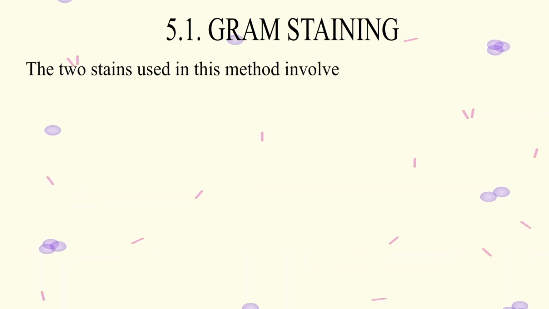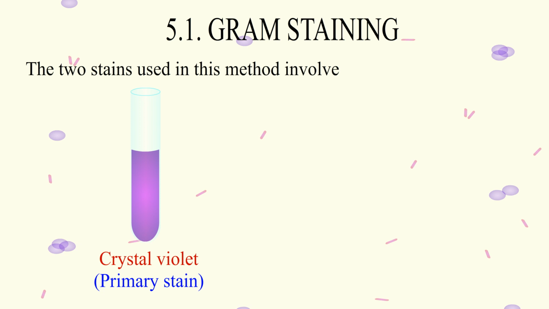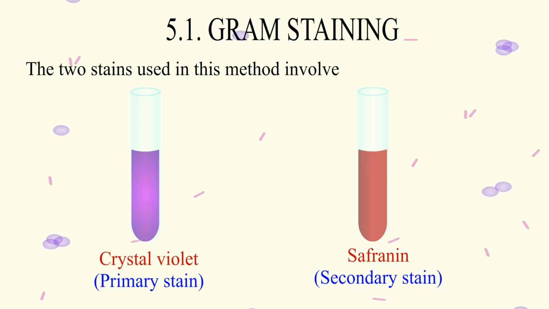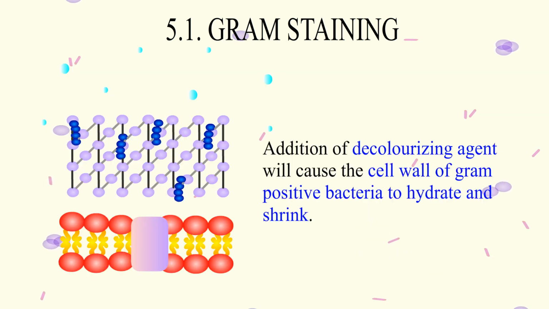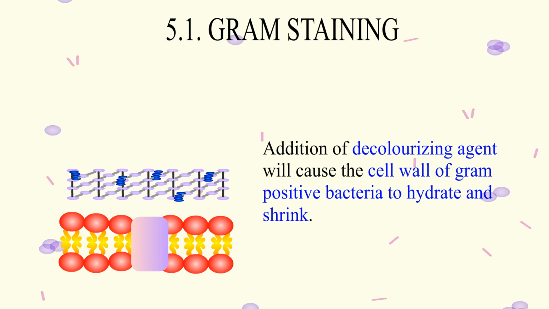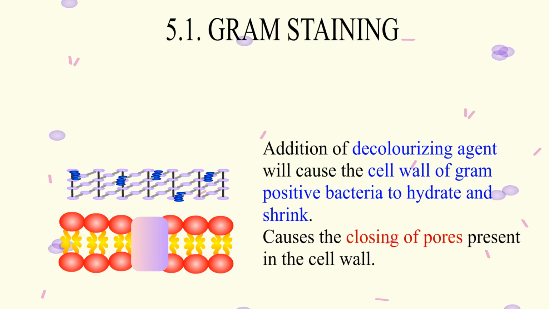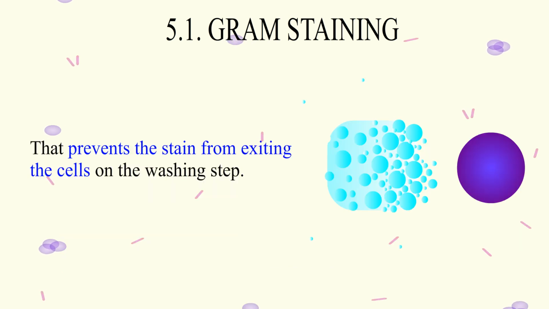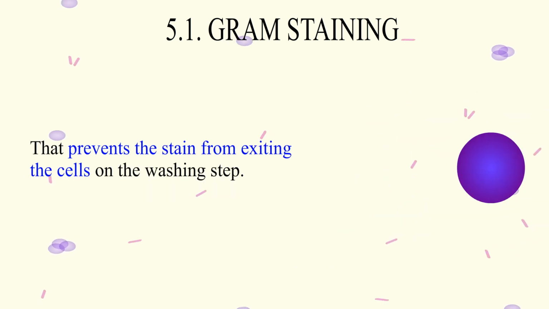The two stains used in this method involve crystal violet as primary stain and safranine as secondary stain. After staining, the addition of decolorizing agent will cause the thick peptidoglycan layer present in the cell wall of gram-positive bacteria to hydrate and shrink, which causes the closing of pores present in the cell wall. That prevents the stain from exiting the cells on the washing step.